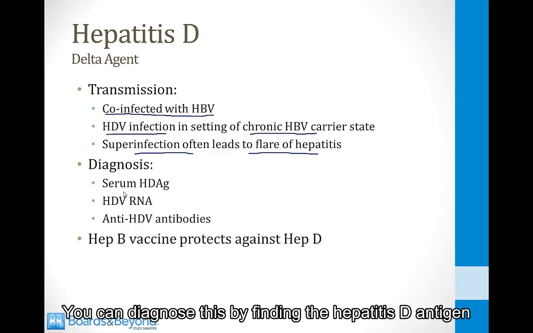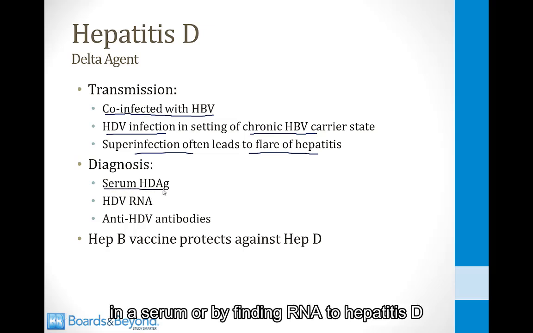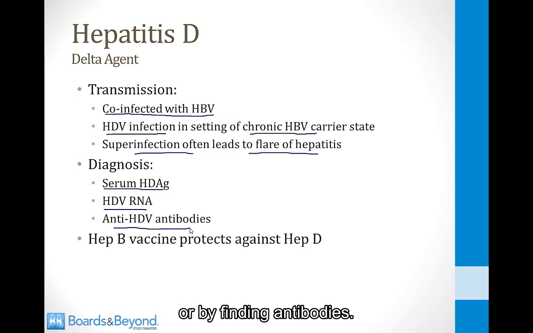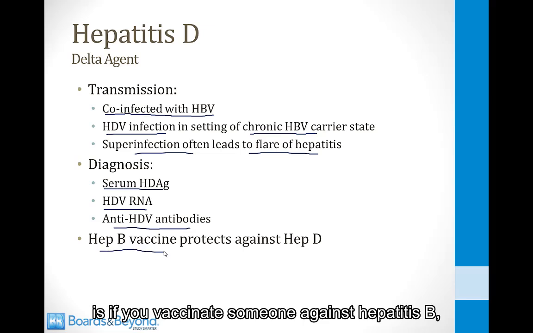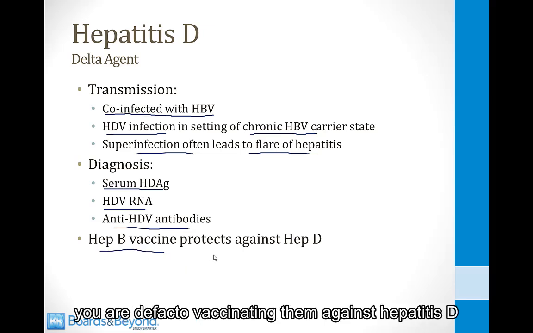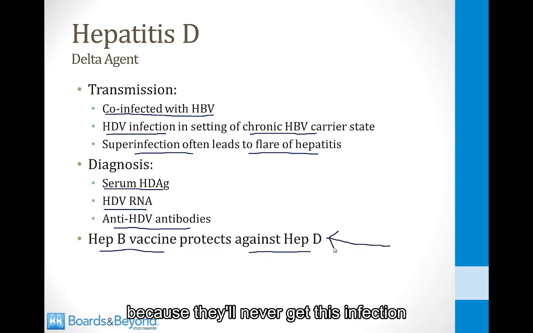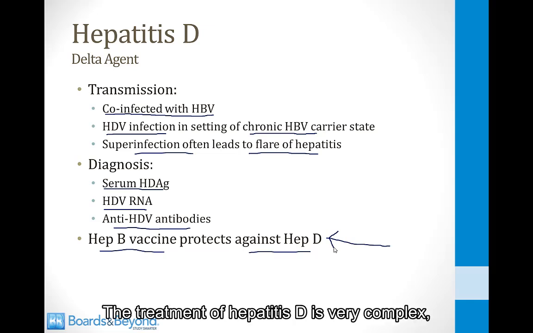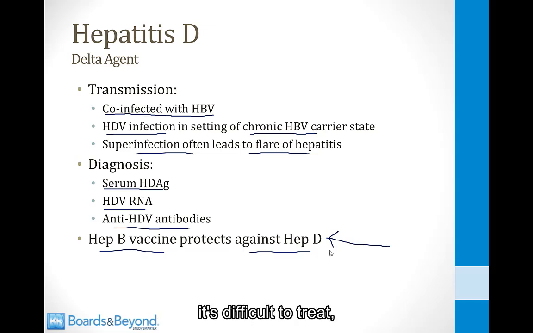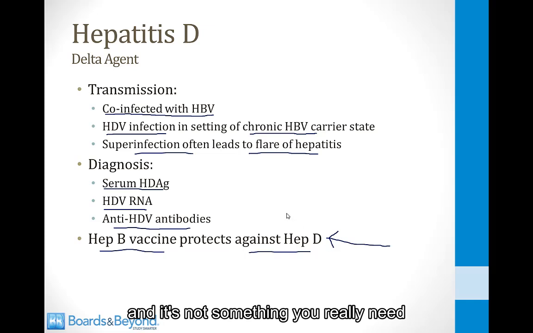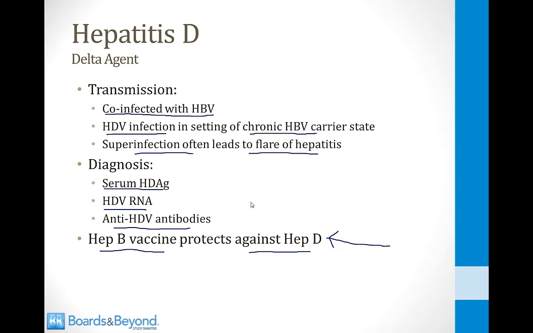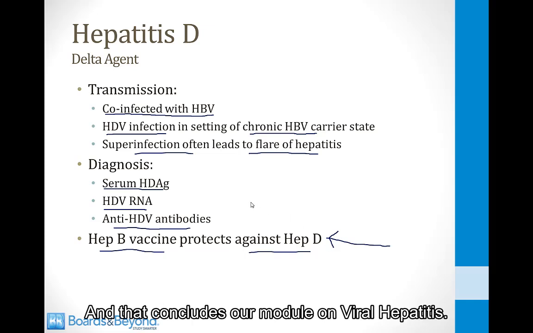You can diagnose this by finding the hepatitis D antigen in the serum, or by finding RNA to hepatitis D, or by finding antibodies. And one important thing to recognize is if you vaccinate someone against hepatitis B, you are de facto vaccinating them against hepatitis D because they'll never get this infection if they don't get Hep B. The treatment of hepatitis D is very complex, it's difficult to treat, and it's not something you really need to know about for step 1. And that concludes our module on viral hepatitis.